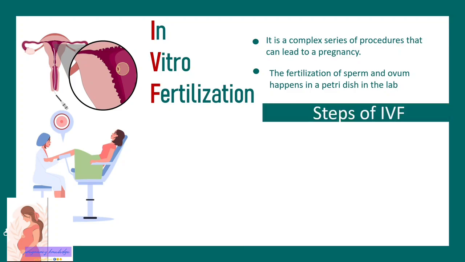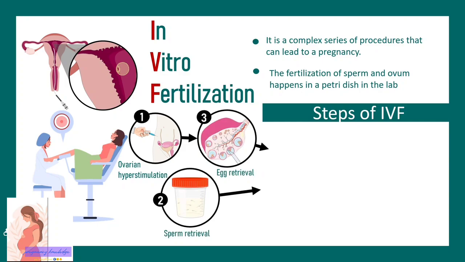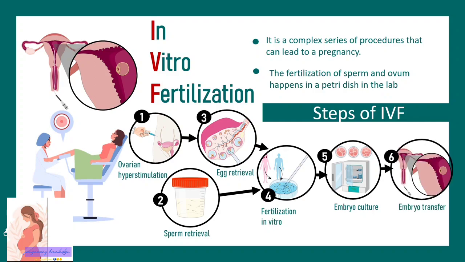So here are the steps of in vitro fertilization. First, ovarian hyperstimulation is done. Then, sperm retrieval and egg retrieval is done from the respective donors. Then these gametes are combined in vitro in a petri dish, which is known as fertilization in vitro, or IVF. Then the embryo is cultured in an incubator and a good embryo is transferred back to the uterus. So this is the overall workflow. We are going to delve into the details, so stay tuned till the end.